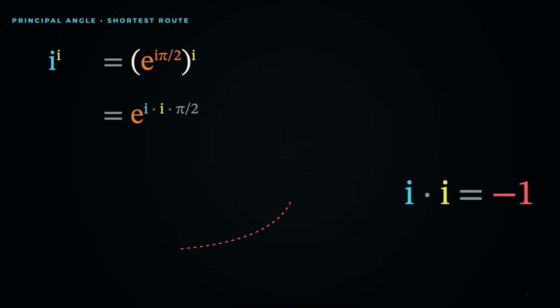Choose this shortest principal angle and raise both sides to the power i. i to the i equals the quantity e to the i pi/2 raised to the i. The exponents multiply, giving e to the i times pi/2. i times i is -1. The imaginary units disappear, leaving e to the -pi/2.